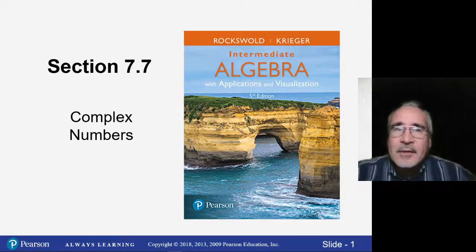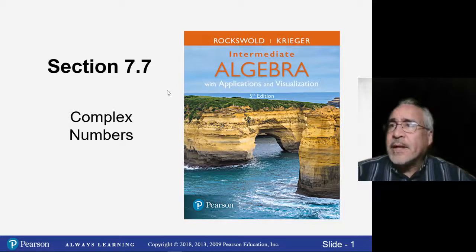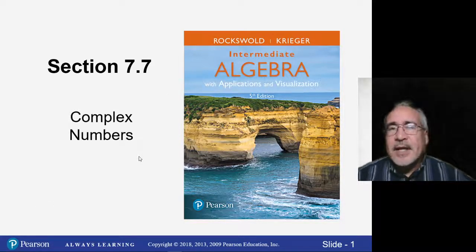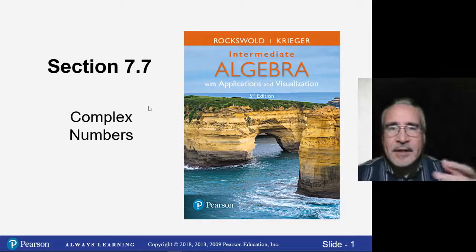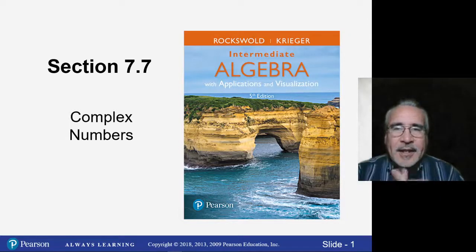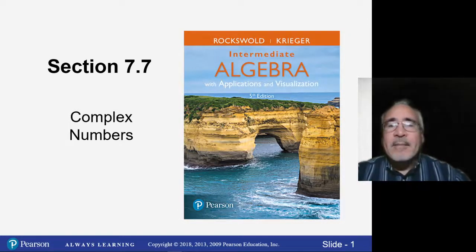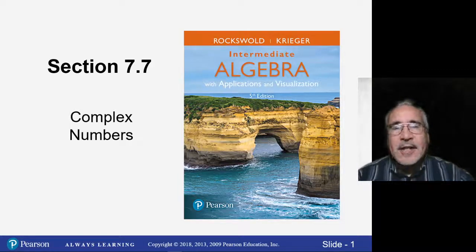All right, this is going to wrap up chapter 7 for us. So, we're going to talk about complex numbers. Now, complex numbers are complex because they have two parts. They have a regular number part, which is the real numbers. And then we're going to see there's an imaginary part to the number, and those two parts together make a complex number.